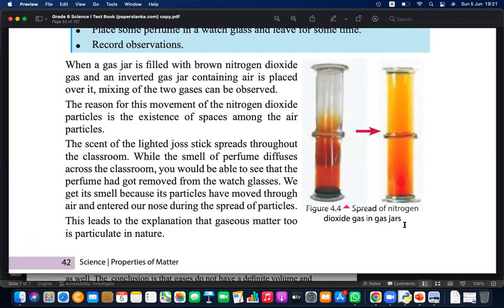I'll tell you how to get these chemicals and all, and then you can do the practicals. Because we have recently started our STEAM school, we are doing these practicals. I know that you cannot visit the place, but I can help you do the practical at home.